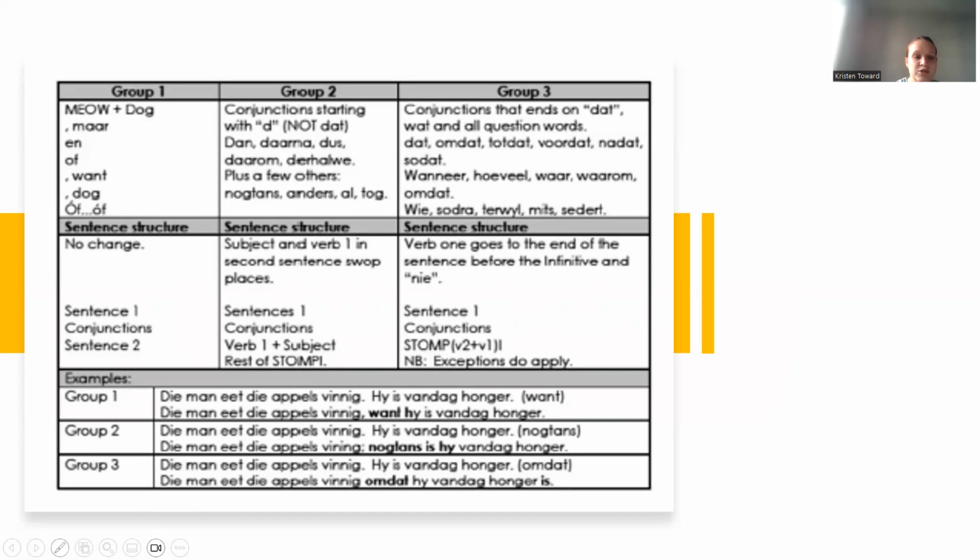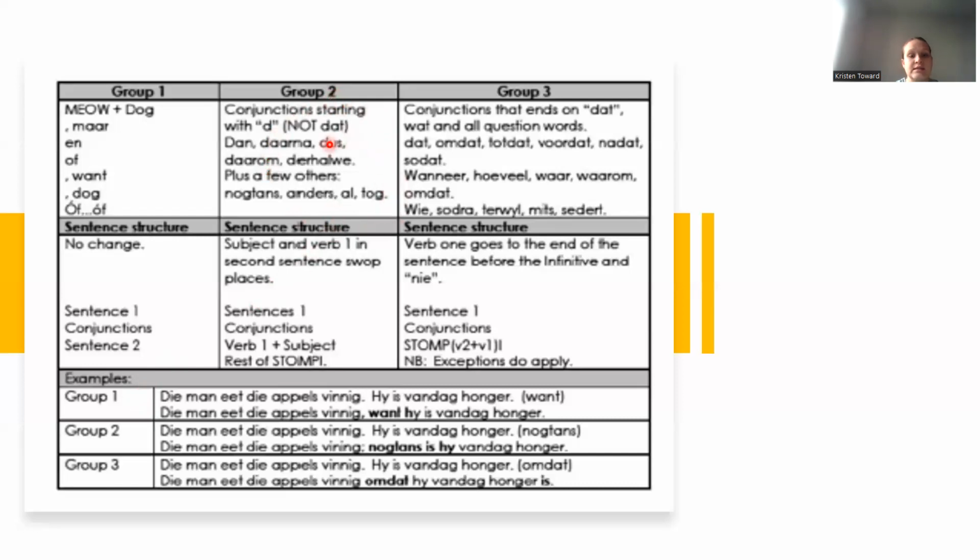So for group 1, what happens is that there's no change. You put your sentence 1, you put your conjunction, and you put your sentence 2. So the example: die man eet die appels vinnig, hy is vandag honger, want. Die man eet die appels vinnig, want hy is vandag honger. No change, just added in, simple as that.